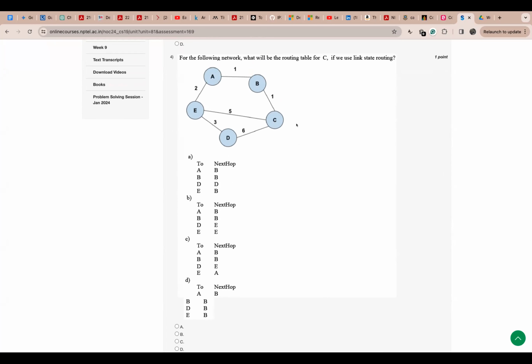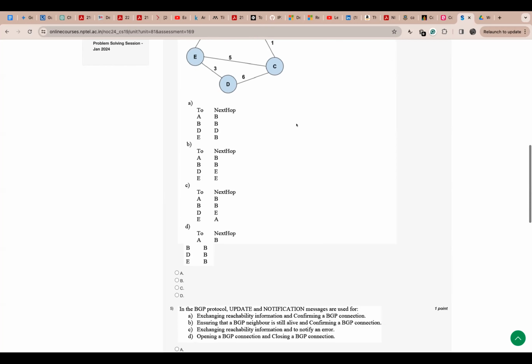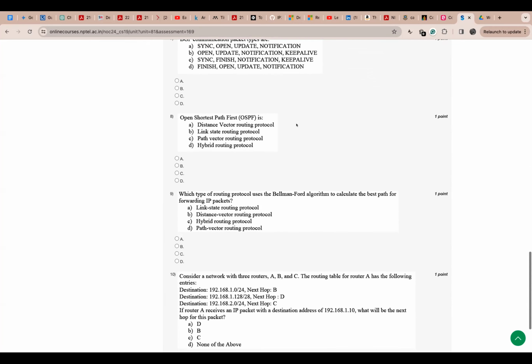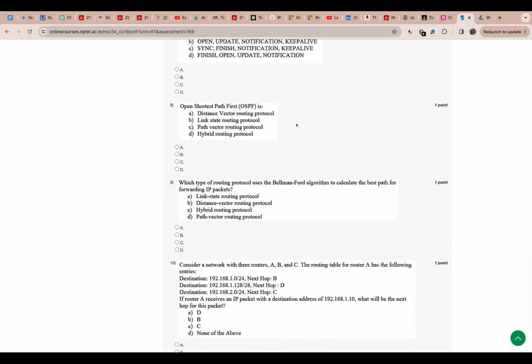Okay. But yes, your job is to find out which will be the next hop for going to A through B, and what is the next stop for going to B? What will be the next stop for going to C? From C to C, what will be the next stop? You don't need to fill the third one. But what is the next stop if you go to D? What is the next stop if you go to E? Okay, so you have to fill that. That is your question.